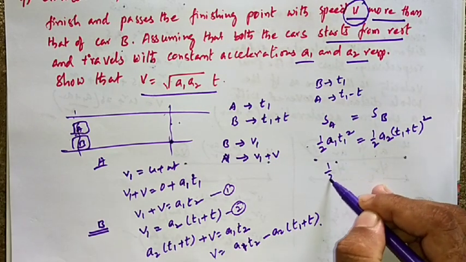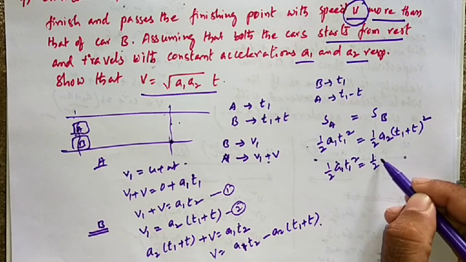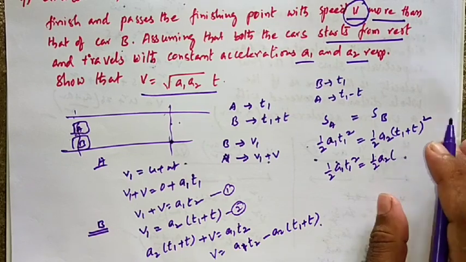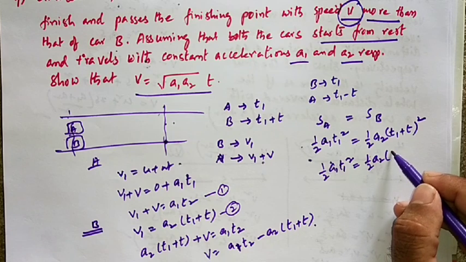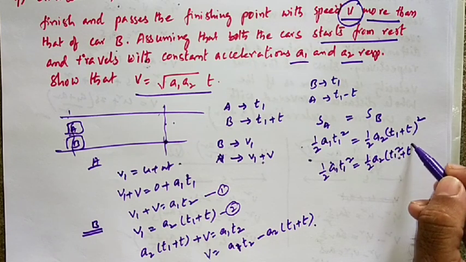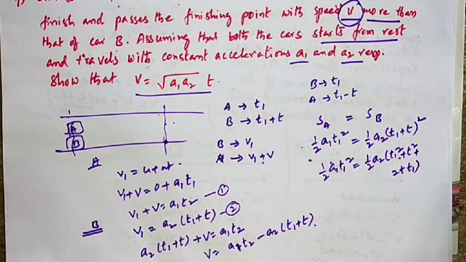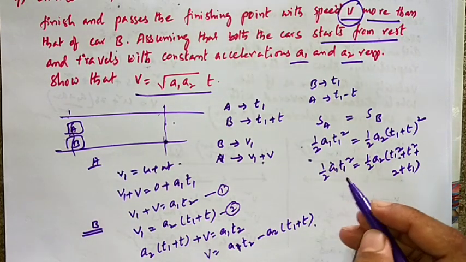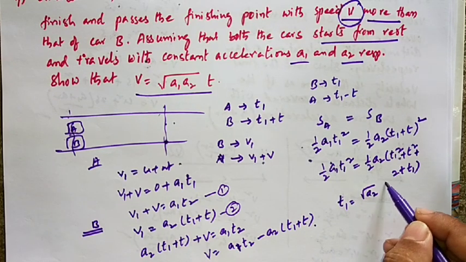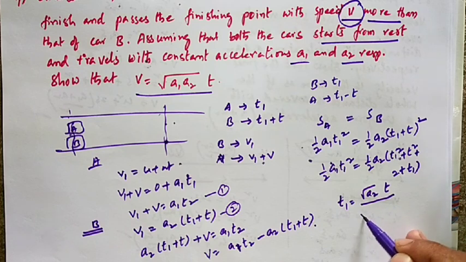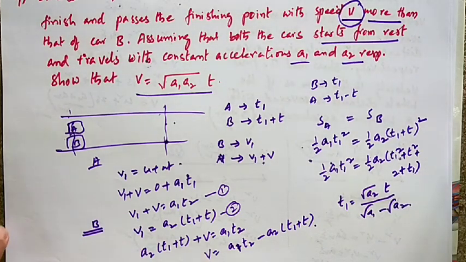How? Half A1 T1 square is equal to half A2 into (T1 plus T) whole square. This can be expanded using A square plus B square plus 2AB. T1 square plus T square plus 2T into T1. Okay, now if you simplify, then you will get T1 value as root A2 into T by root A1 minus root A2.